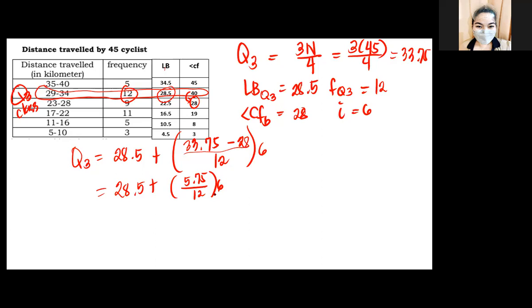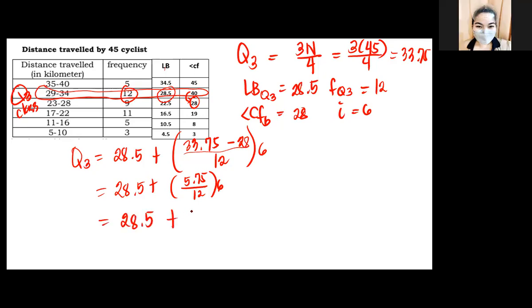Ano yung magiging answer? Divide 12 tapos times 6. Diretso niya na. 2.88. 2.88, correct.